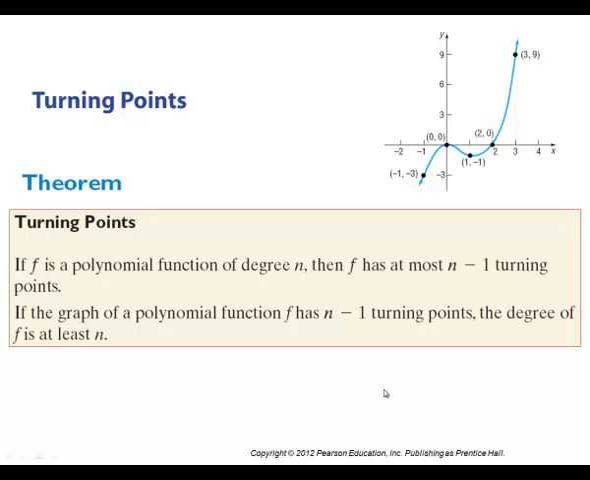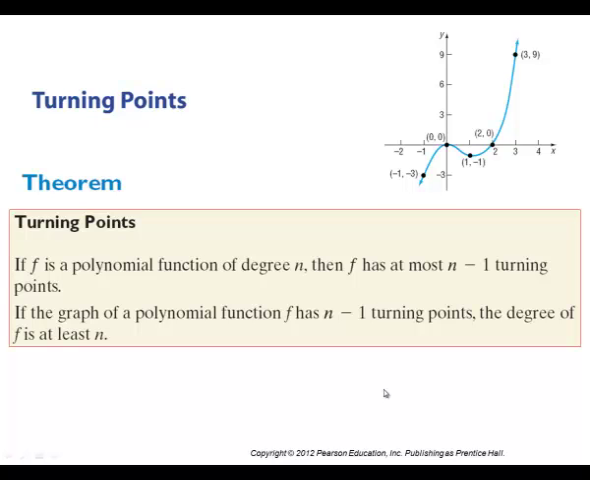Okay, turning points. If f is a polynomial function with degree n, then f has at most n minus 1 turning points. So in other words, if your polynomial was a degree, let's say x cubed, then it would have at most 3 minus 1, it would only have 2 turning points in it, at most 2. So it would always be 1 less than what the degree is, the number of turning points.